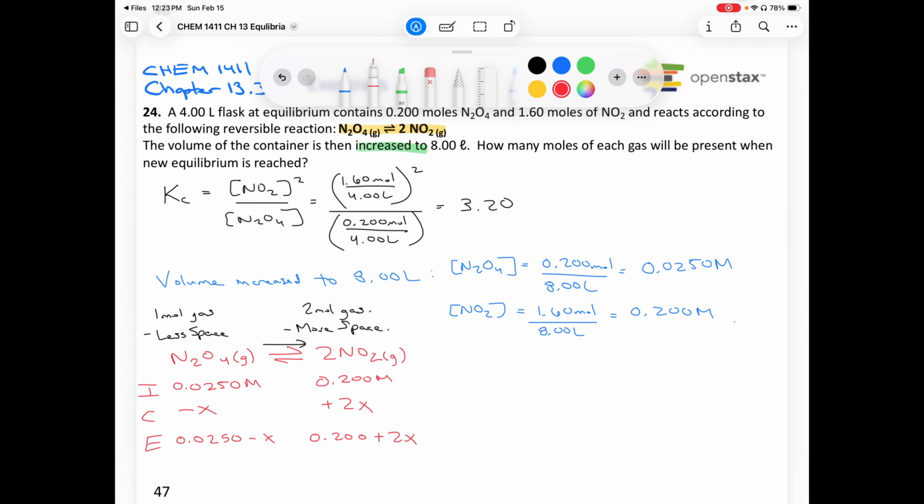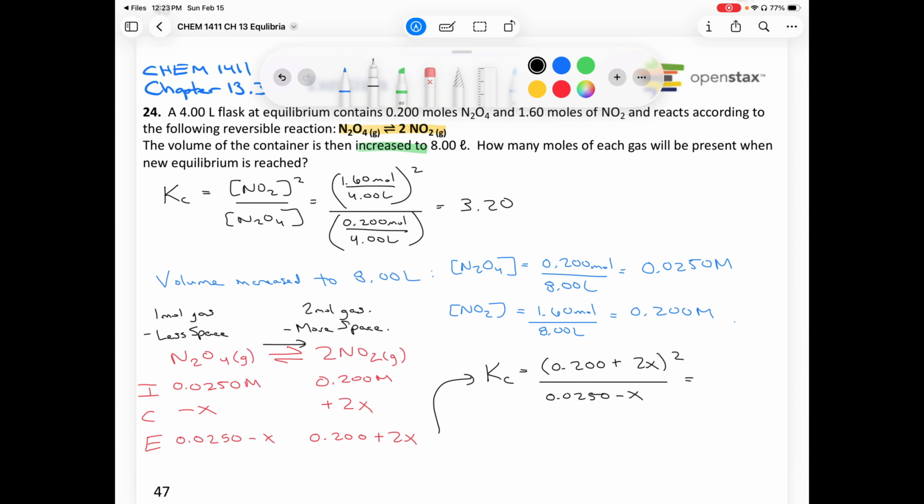All right, so now that we have all that set up, we could set up our K expression. And so we can take this concentration for my N2O4, this concentration for my NO2, and we can plug that into our Kc expression, just like we used above, except now we're going to have our 0.200 plus 2x, and we're going to square all that, divided by our 0.0250 minus x, like that.